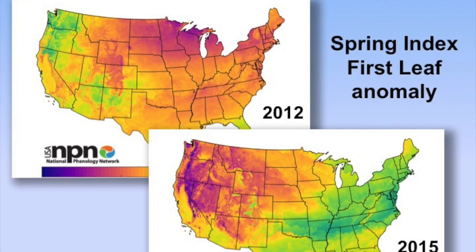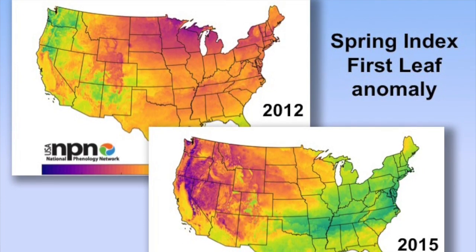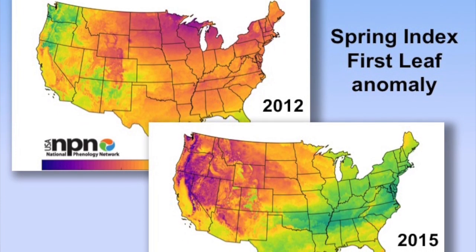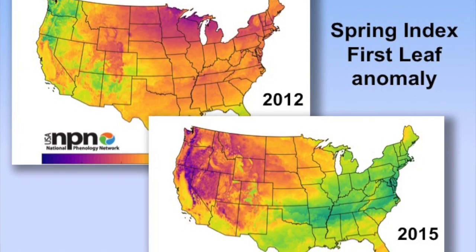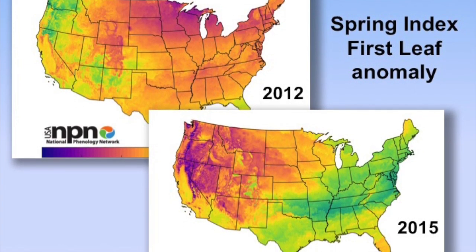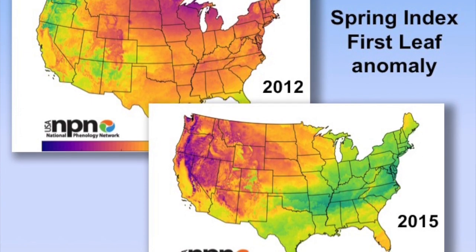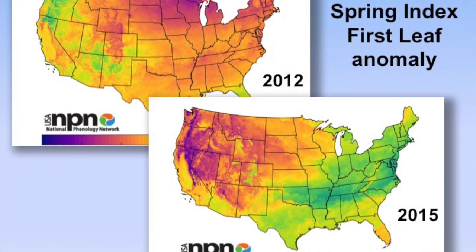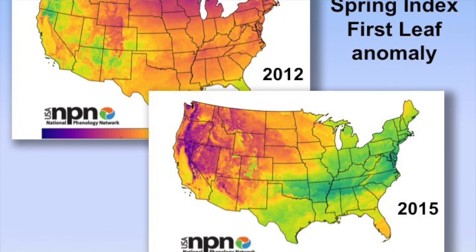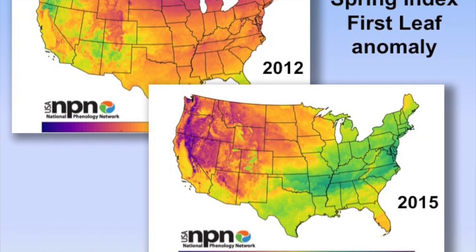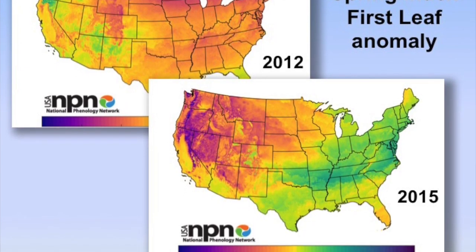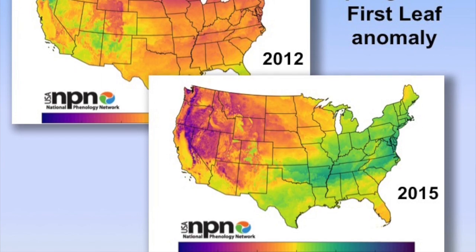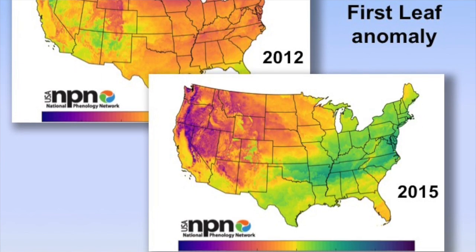You can look at anomalies like 2012 with this bullseye over the upper Midwest and the Great Lakes area. Or you could look at a year like 2015, where the spring was particularly early across the West, including the Pacific Northwest. So you can track anomalies over time.